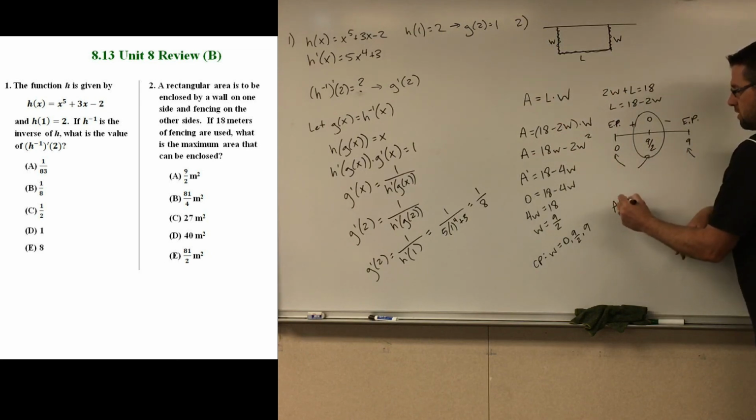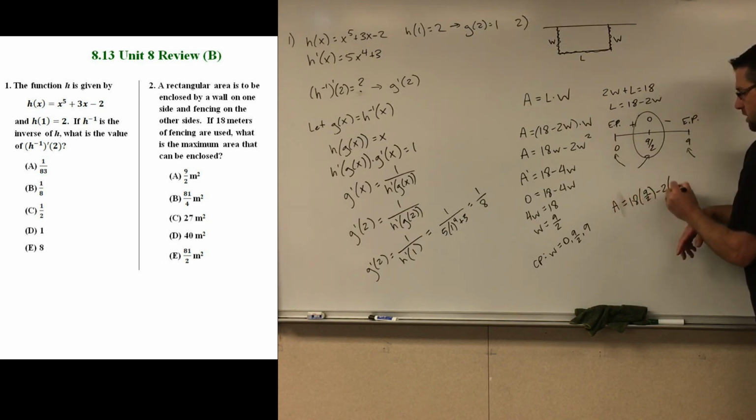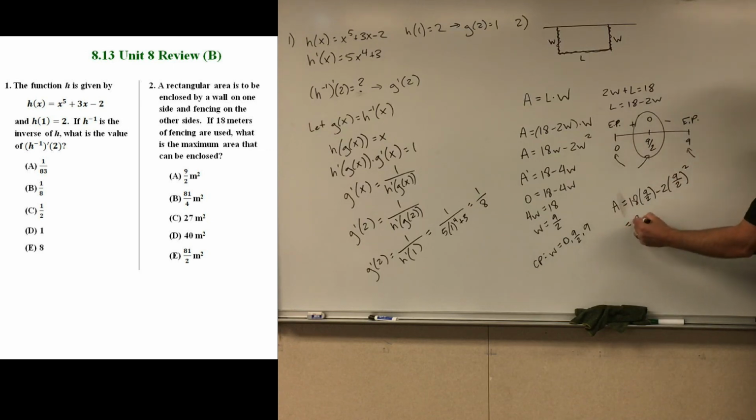Area when W equals 9 halves is 18 times 9 halves minus 2 times 9 halves squared. That is 81. What? 81 over 4. What is that? 81 over 2? Am I right here? So it's 81 over 2? Yeah. E.